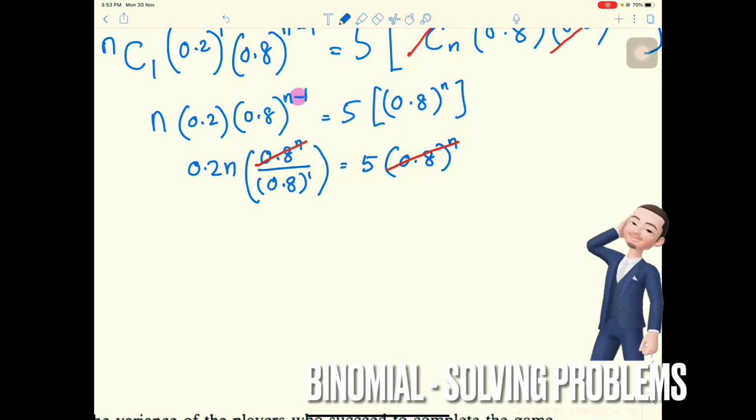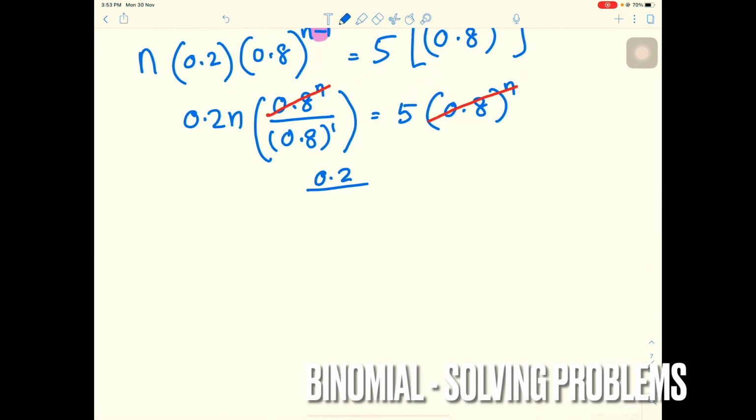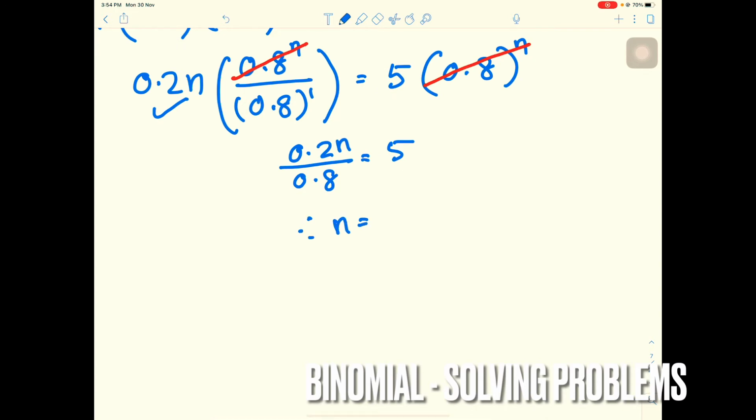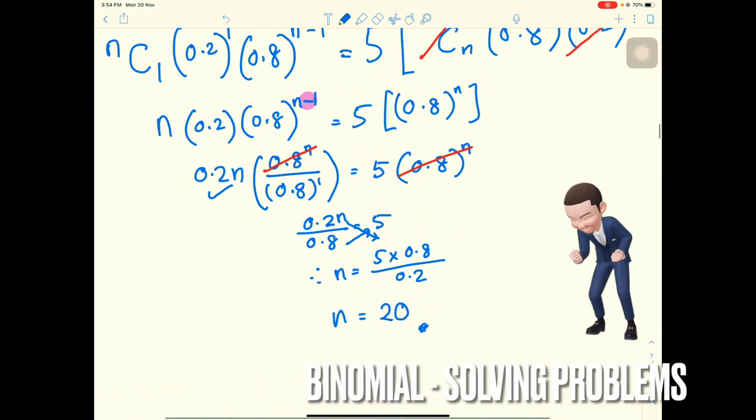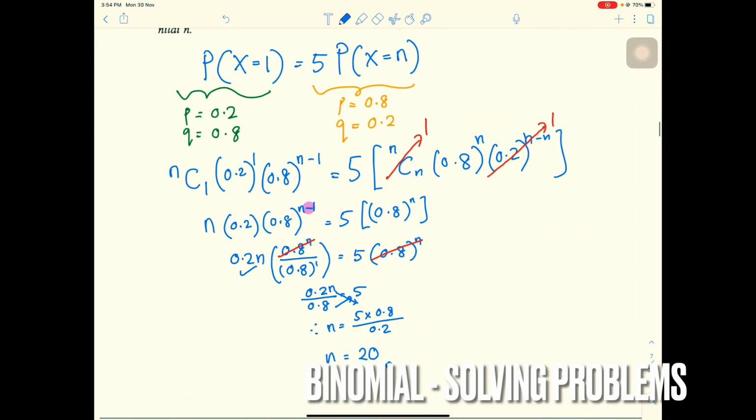And then we get 0.2 divided by 0.8 equals to 0.2n. Okay, 0.2n over 0.8 equals 5. Therefore n equals 5 times 0.8 over 0.2. Therefore n equals 20. So we get the value of n. I hope you understand.